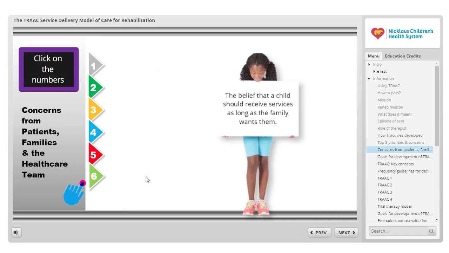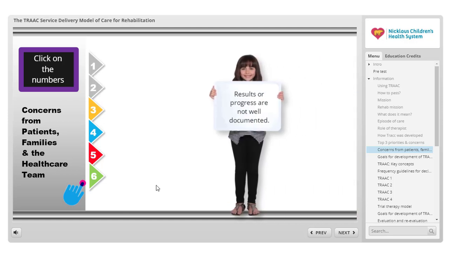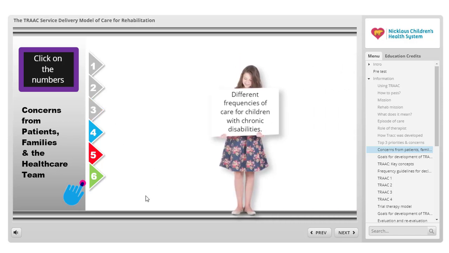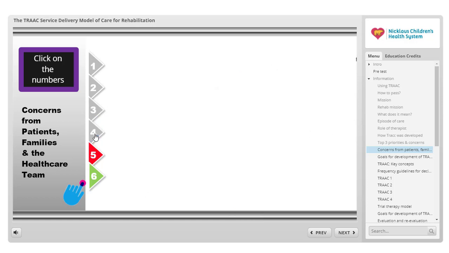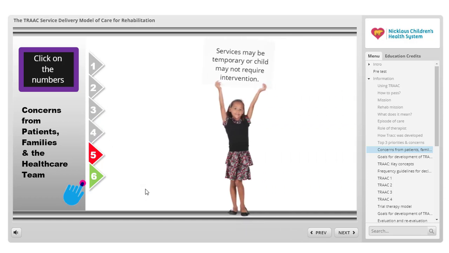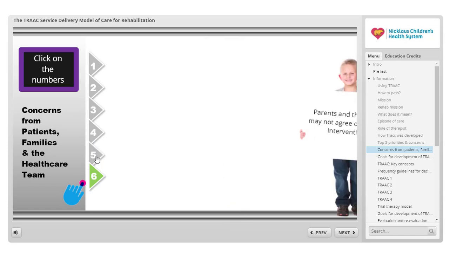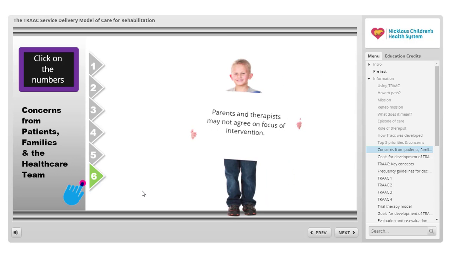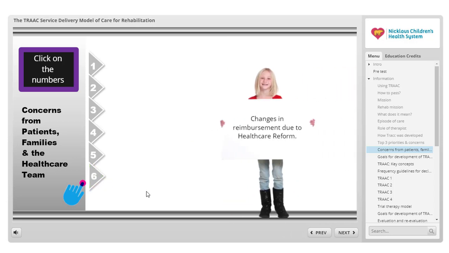The belief that a child should receive services as long as the family wants them. Results or progress are not well documented. Different frequencies of care for children with chronic disabilities. Services may be temporary or child may not require intervention. Parents and therapists may not agree on focus of intervention. Changes in reimbursement due to healthcare reform.